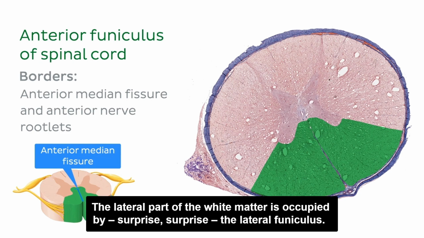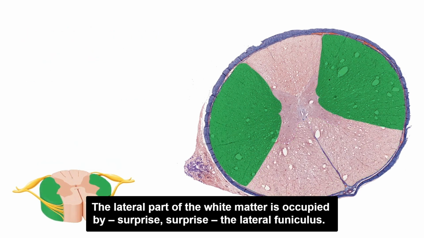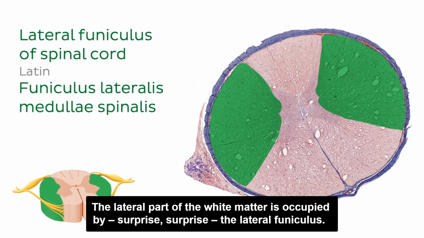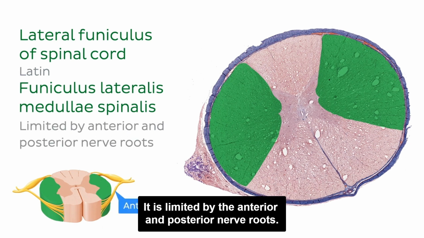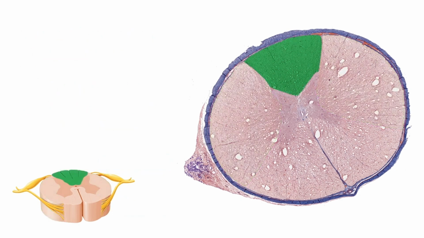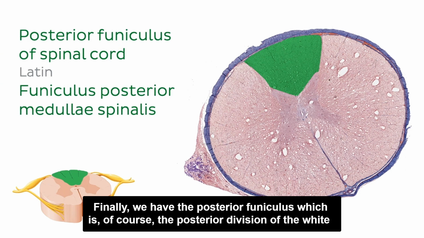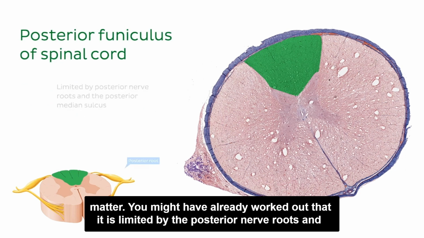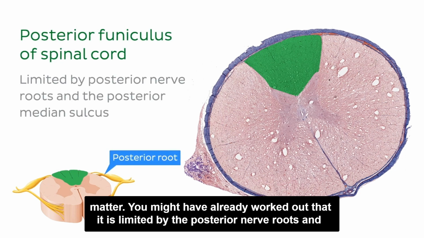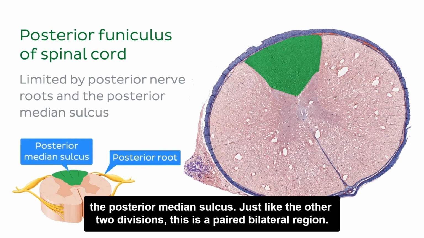The lateral part of the white matter is occupied by, surprise, surprise, the lateral funiculus. It is limited by the anterior and posterior nerve roots. Finally, we have the posterior funiculus, which is, of course, the posterior division of the white matter. You might have already worked out that it is limited by the posterior nerve roots and the posterior median sulcus. Just like the other two divisions, this is a paired bilateral region.